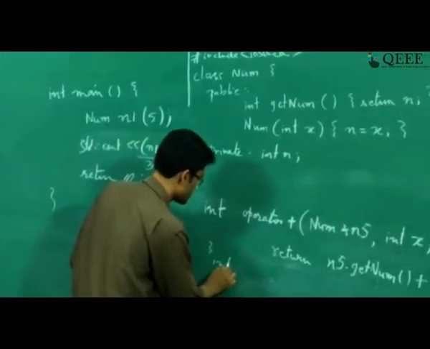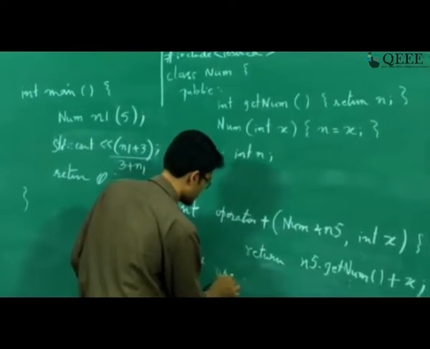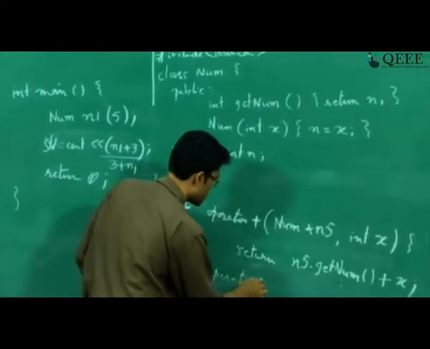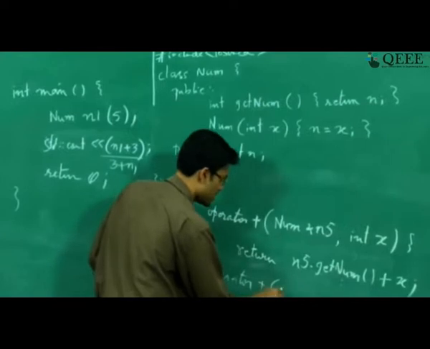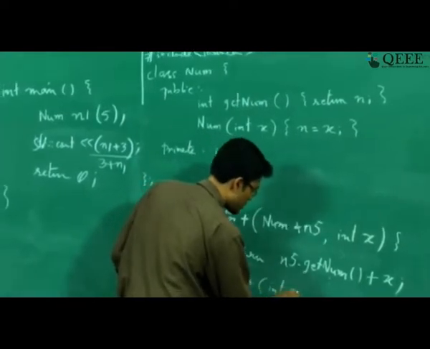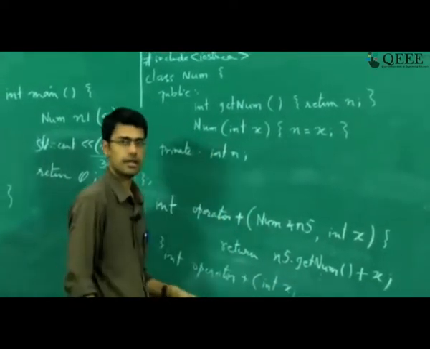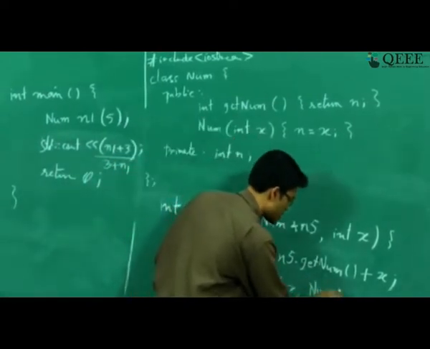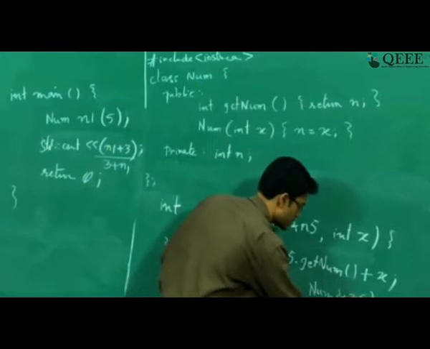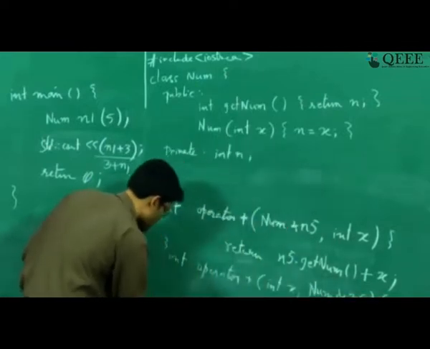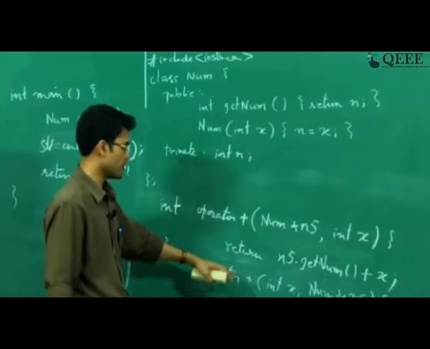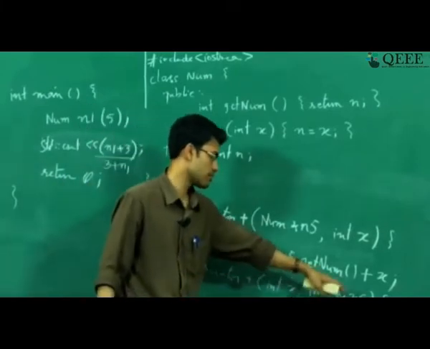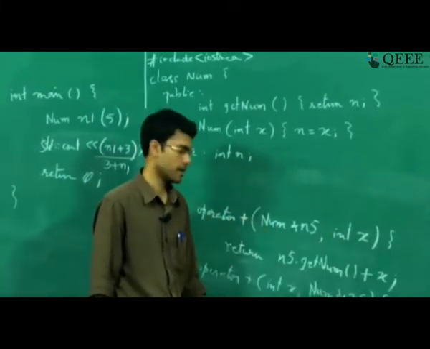So in such cases, the way to handle this scenario is to have another operator which is essentially going to reverse the argument list. So operator plus now can take an integer, plus it can take the second argument as num, let's say n6. And then what should it do? Maybe it should return n6.getNum plus x, right? So that is one way of doing it.